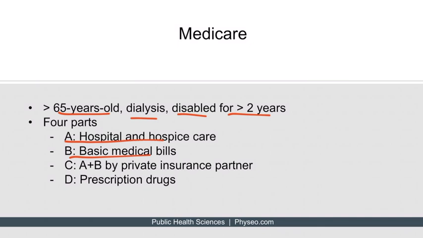Part C is a combination of A and B that is handled by third-party private insurers that some people on Medicare sign up for. Think of C for combo. In other words, A and B are combined. This part represents a public-private enterprise that allows other private insurers to handle a patient's Medicare payouts. Part D is prescription drugs, which is easy to remember because it starts with the letter D.